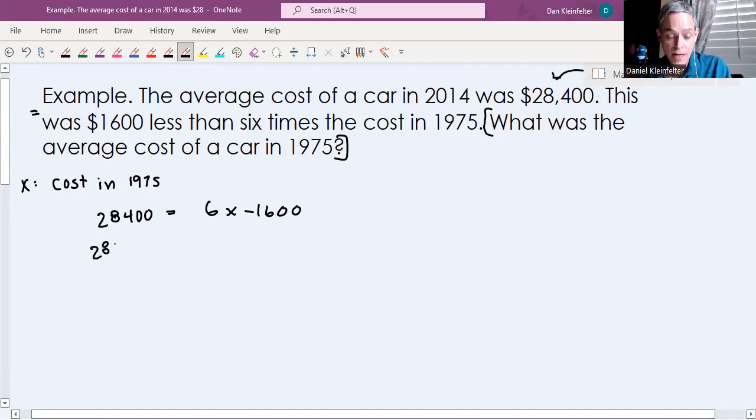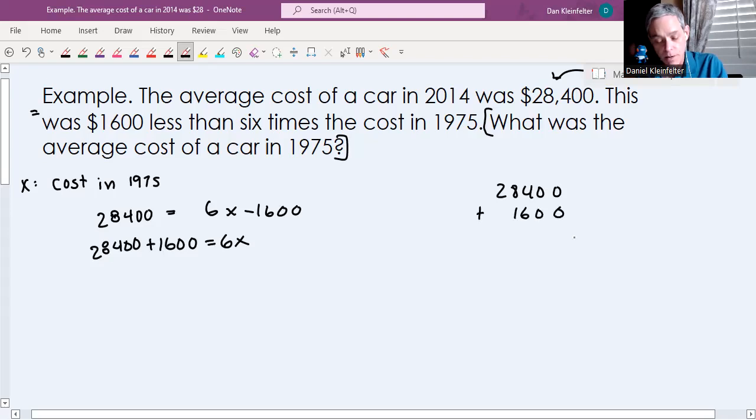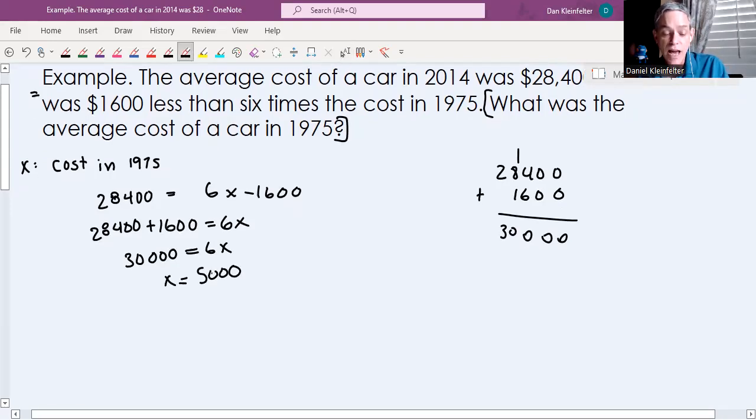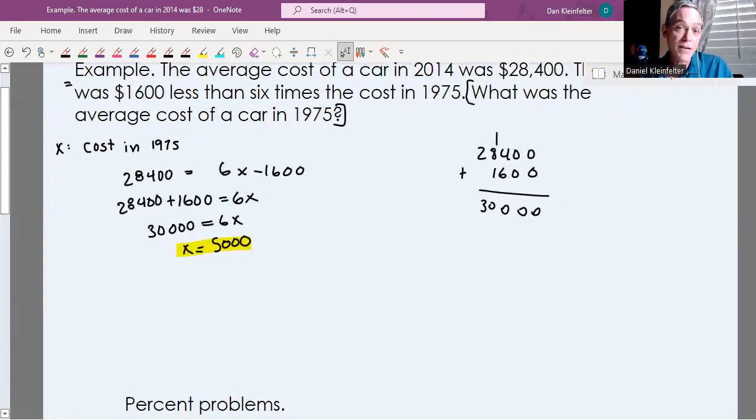We're going to do that by adding first 1,600 to both sides. And that will still be 6x. So our 28,400 plus 1,600, we'll do that on my scratch paper. So this will be 30,000, right? And that is our 6x. Dividing through by 6, it will be 5,000. Seems pretty cheap, but then that was a long time ago. So the average cost for a car in 1975 was $5,000, it looks like. All right, so that's the end of that example.